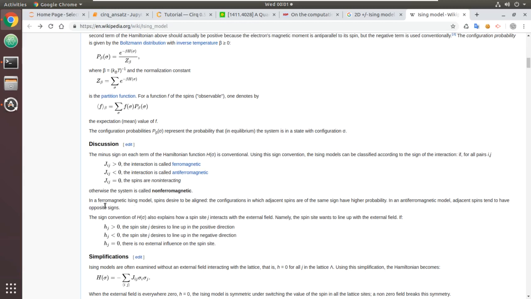In a ferromagnetic Ising model, spins desire to be aligned. The configurations in which adjacent spins are of the same sign have higher probability. In an antiferromagnetic model, adjacent spins tend to have opposite signs. The sign convention of H also explains how a spin site j interacts with the external field.